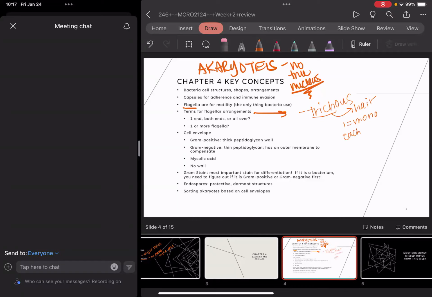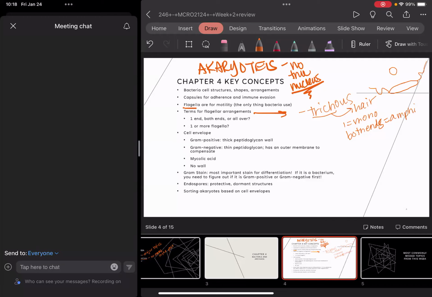So we're talking about rod shapes here, right? Now, if you were a round shaped thing, you don't have ends, so that's a little harder to find. But if we're talking about rod shaped guys, now we have ends. And if you have flagella at both ends, like that, then you are amphitrichous. So remember, amphi means both.